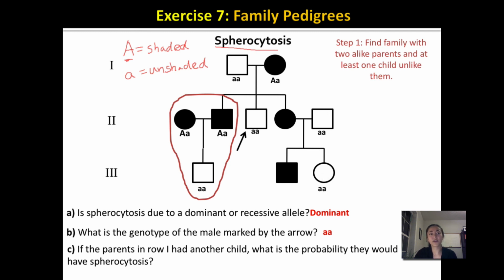So what's the probability their child would have spherocytosis? You just do a simple monohybrid cross, and we can see that half, 2 out of 4 of their children would have spherocytosis, so the probability is half or 50%. Hopefully these family pedigrees are now easier for you to solve, and good luck studying for your exam.